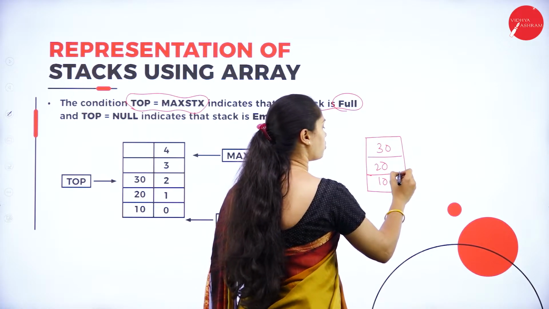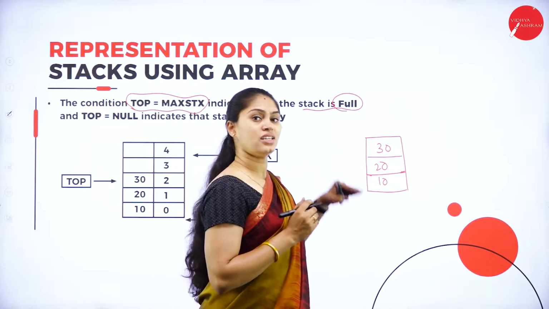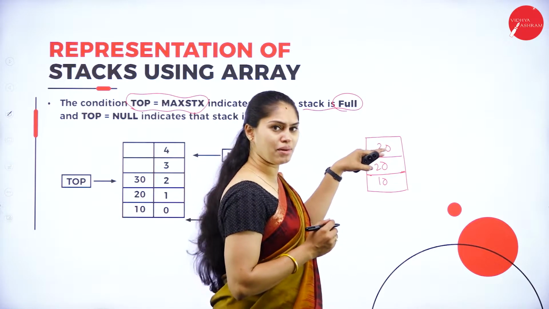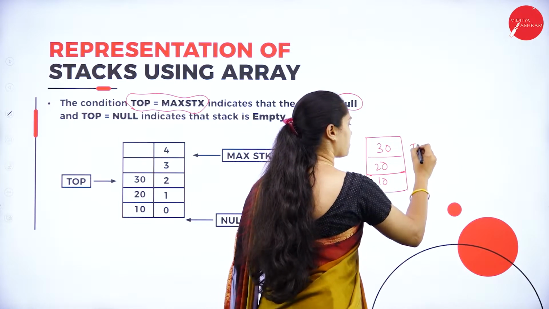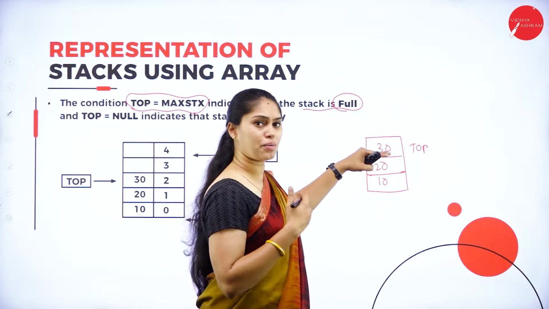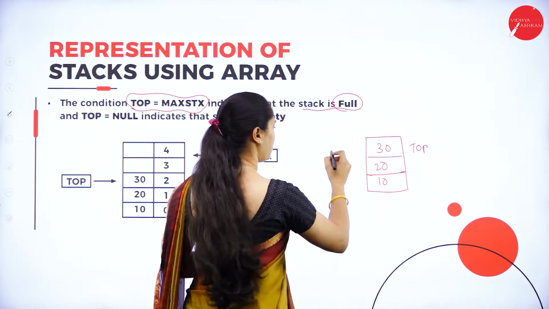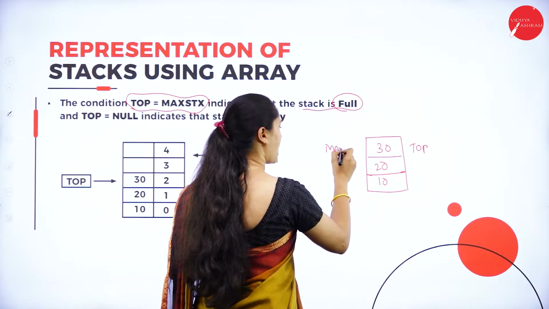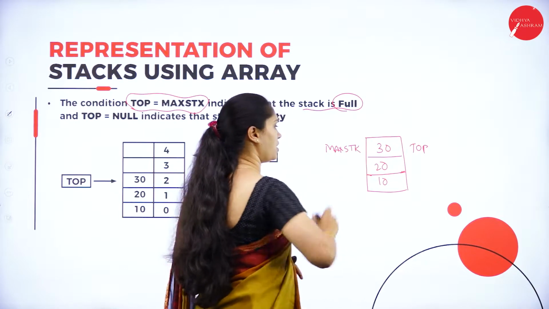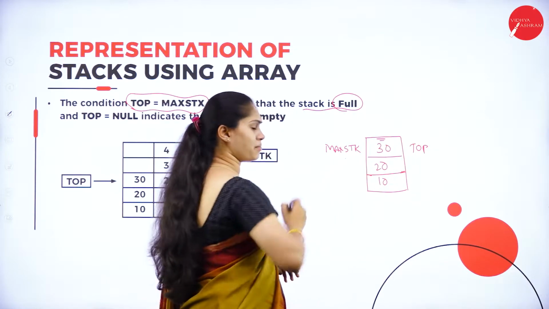Okay. So what is top going to be used for? That is used to specify the topmost element. Which is the topmost element here? That is 30. And the maximum stack size is also 3 here. Up to 3 elements I can store, but all the 3 elements are filled now. What does it mean? The maximum stack is also at this location itself. So now top is equal to maximum stack.